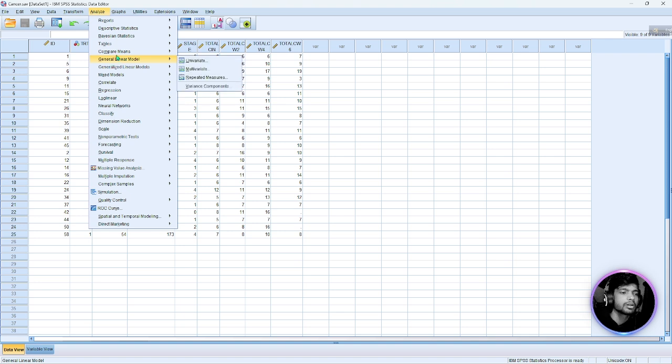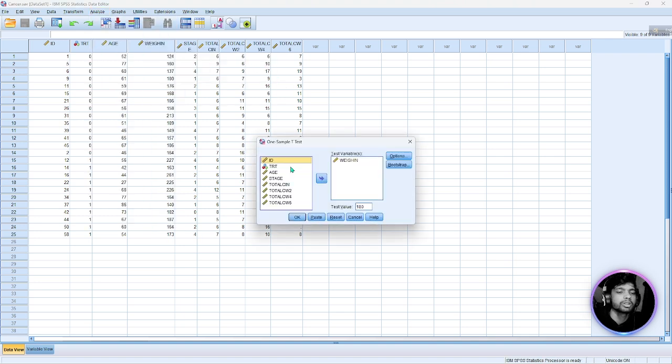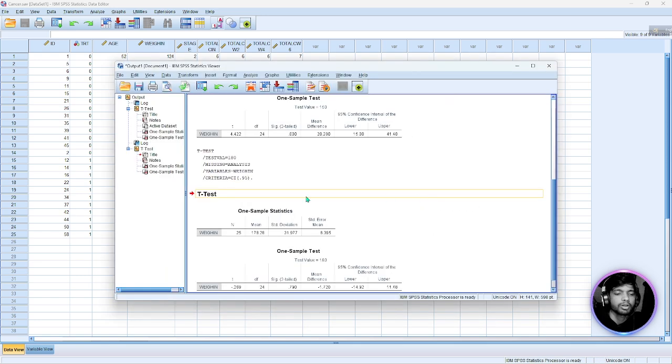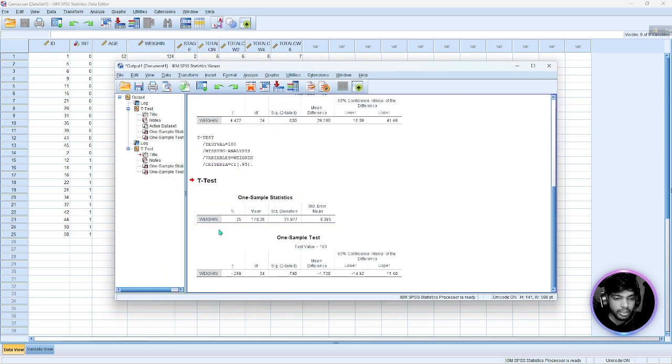Analyze, Compare Means, One-Sample T Test, weight. Okay, I just click OK, and here is the same values, and the standard deviation may be changed or not. No, because this is the bell-shaped curve. Okay, here the t-test value is negative.